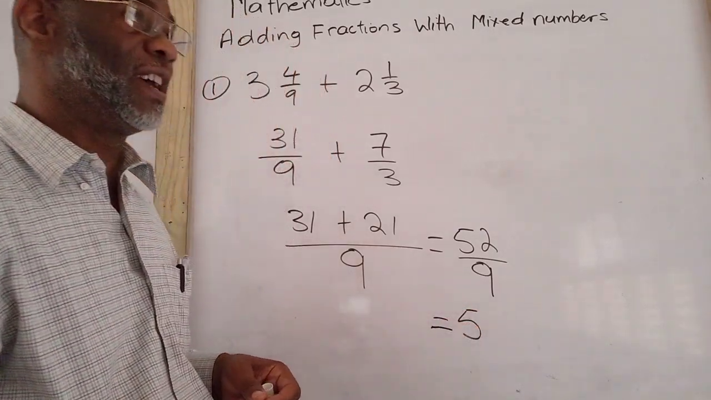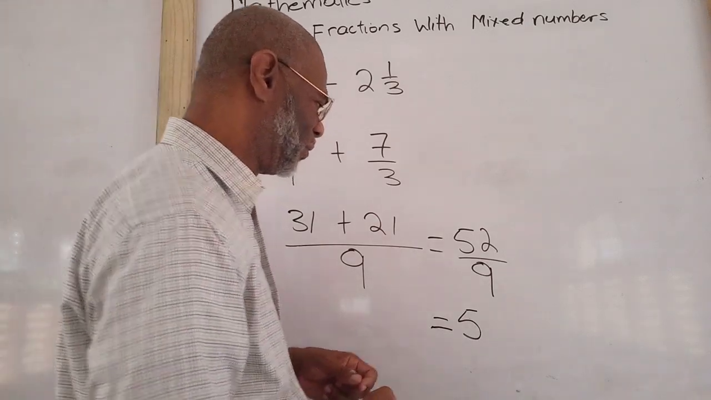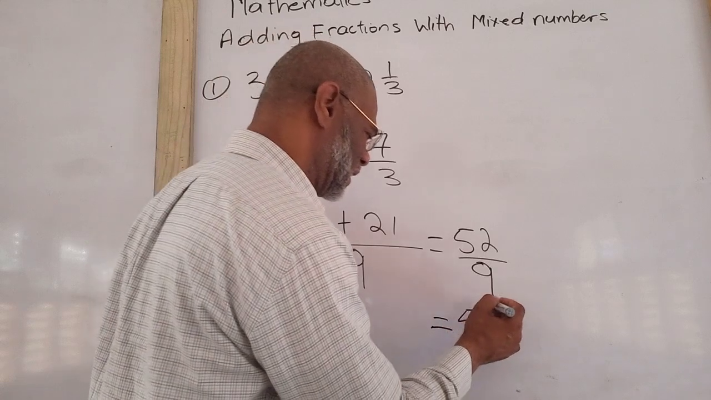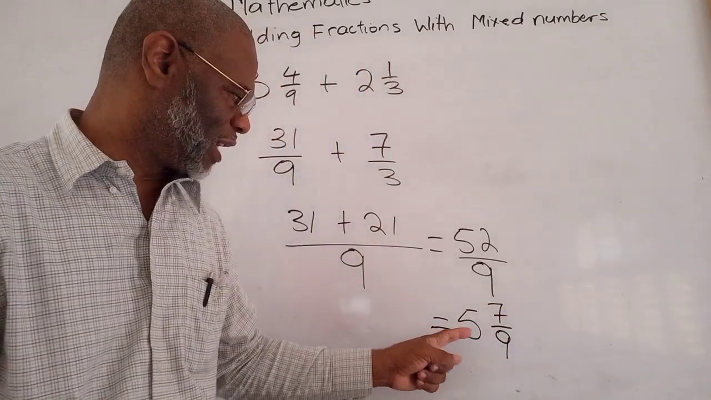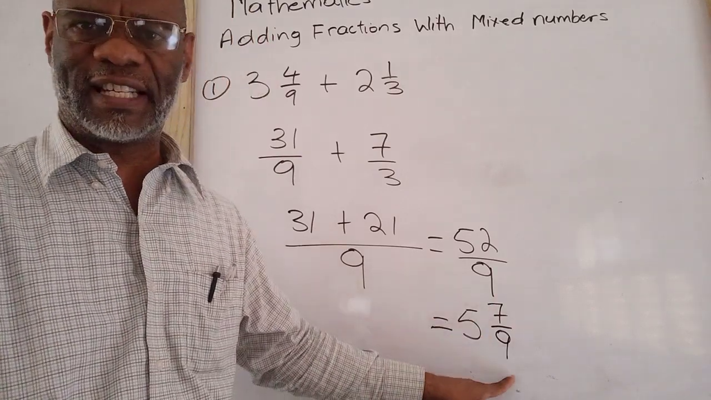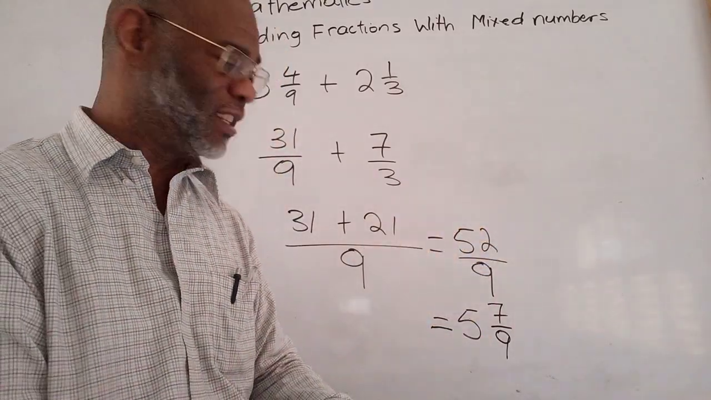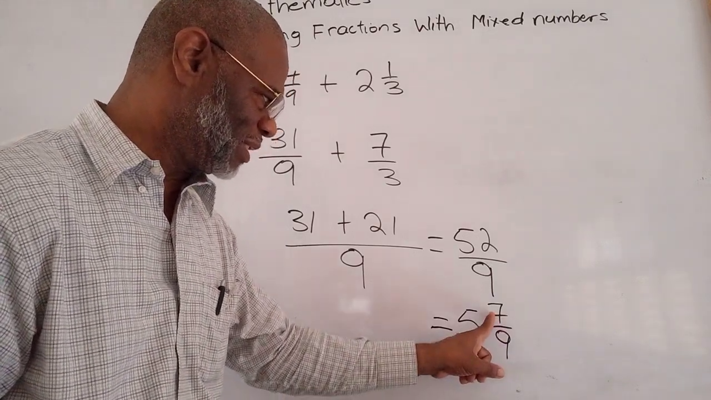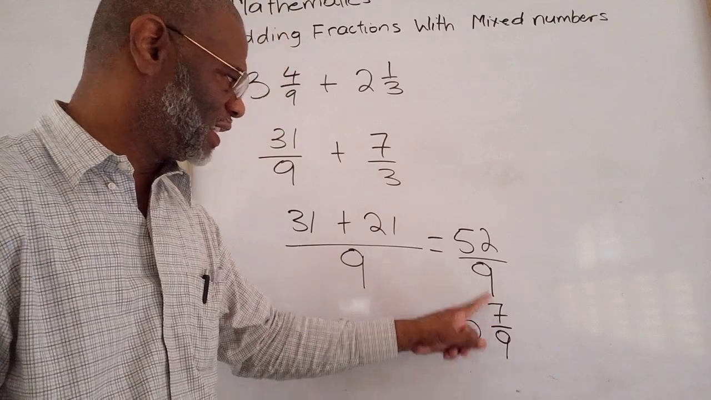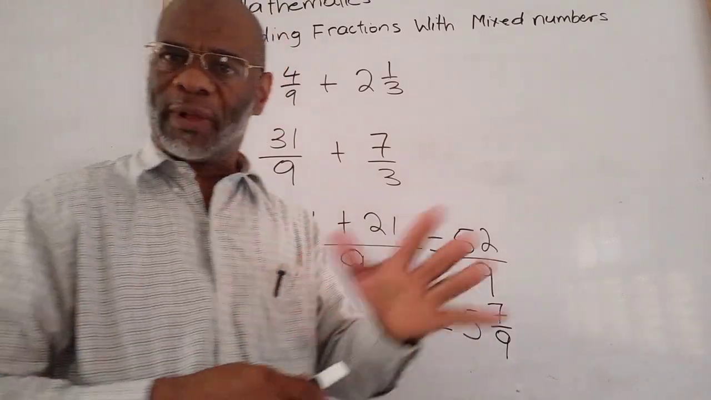remainder. 9 times 5 is 45, 45 from 52 is 7, right? So that will be 5 and 7 over 9, right? And we can always check to see if that is correct. So we said 9 5s are 45, 45 plus 7, 7 and 5 is 12, that's 52, alright? I hope that is clear.